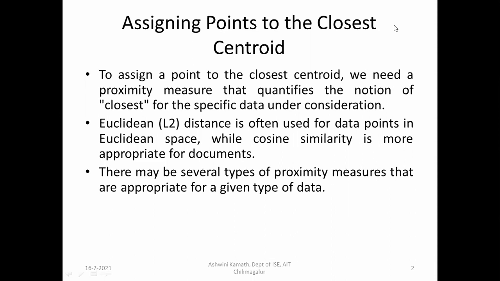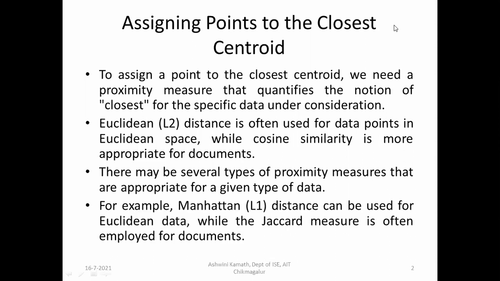There may be several types of proximity measure that are appropriate for a given type of data. For example, Manhattan L1 distance can be used for Euclidean data. L1 and L2 are the formulas. Manhattan L1 distance can be used for Euclidean data, while the Jaccard measure is often employed for documents.